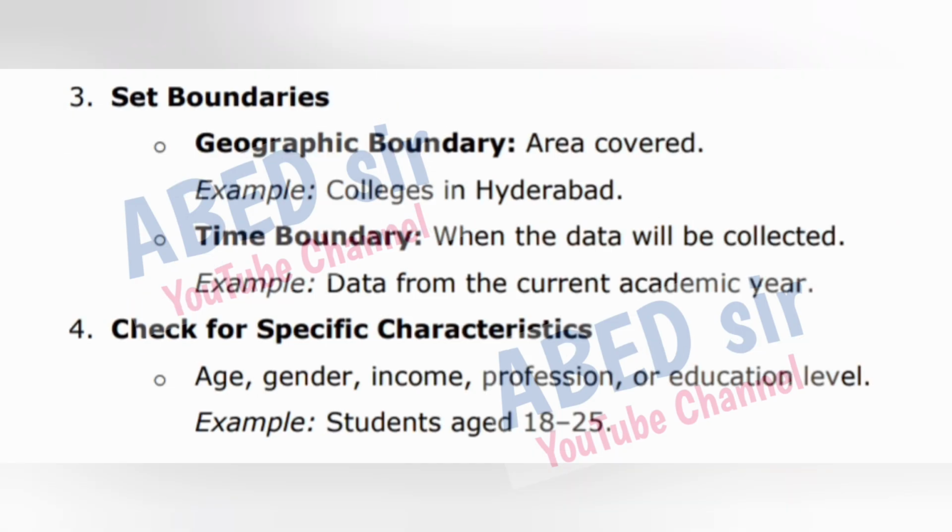3. Set boundaries. Geographic boundary: area covered. Example, colleges in Hyderabad. Time boundary: when the data will be collected. Example, data from the current academic year. 4. Check for specific characteristics. Age, gender, income, profession, or education level. Example, students aged 18 to 25.